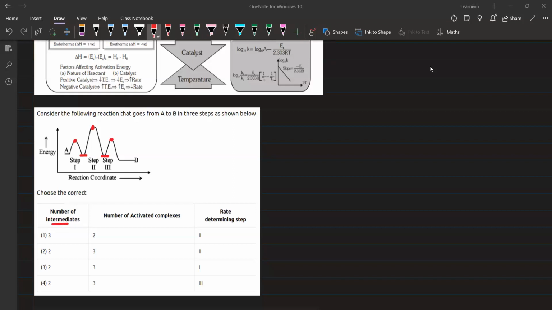I think this is not there in your boards syllabus, the graph of intermediates and activated complex. Because there is only one graph in the NCERT that is like this, which is showing you that this is the activated complex or the transition complex. So what option will be correct now? Tell me, guys. This becomes very easy now. So how many intermediates are we having?